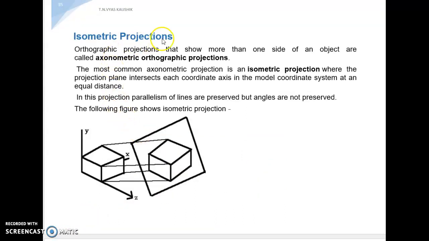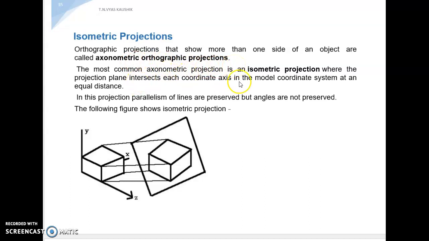Next is isometric projection. In orthographic projection, there is one more type known as axonometric projection. An orthographic projection is called an axonometric projection when it displays more than one side. In orthographic projection, we saw the front view, top view and the side view, but that was only one face. So if it projects more than one side of the object, it is known as axonometric projection.